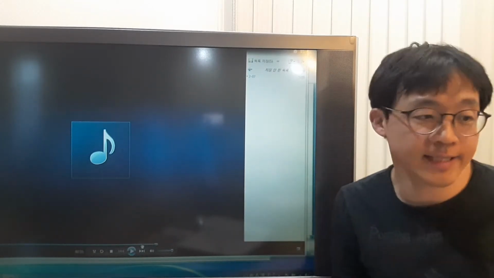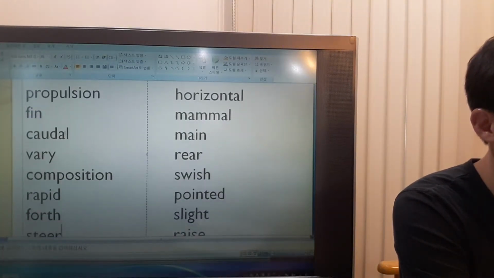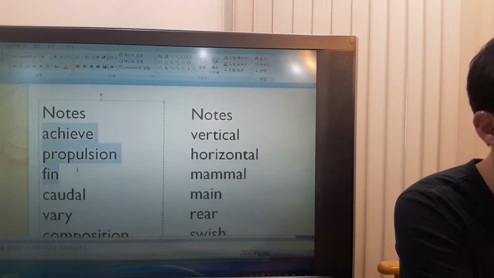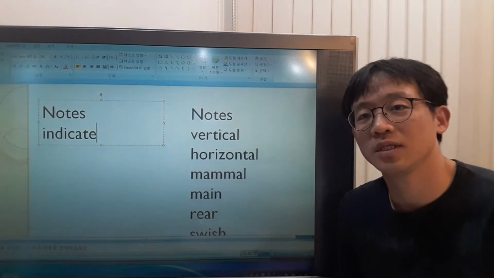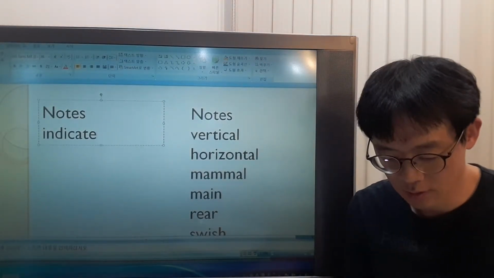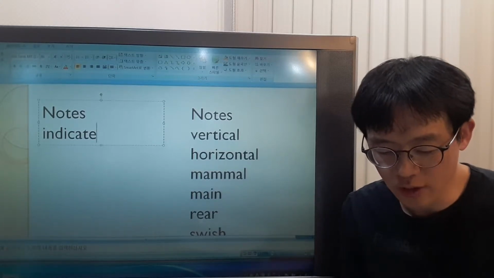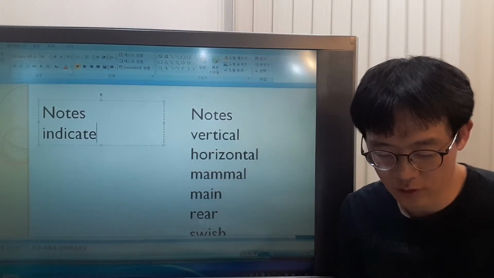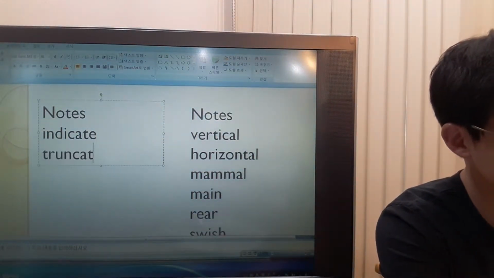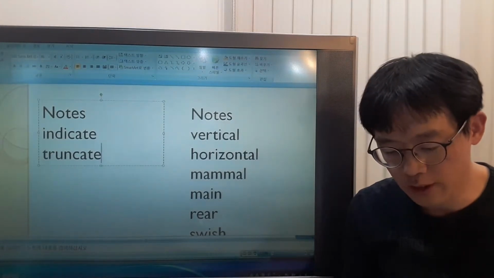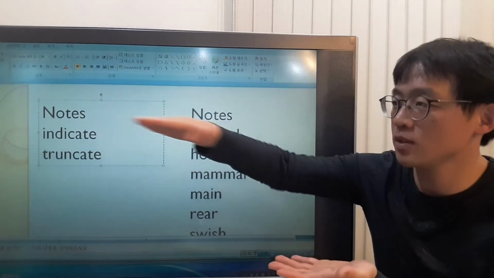As its name indicates. What does indicate mean? Indicate means it shows. The name shows that the end is rounded. Next is the truncate caudal fin. Truncate. What does that mean? Truncate means the tip or the top of something is cut off.